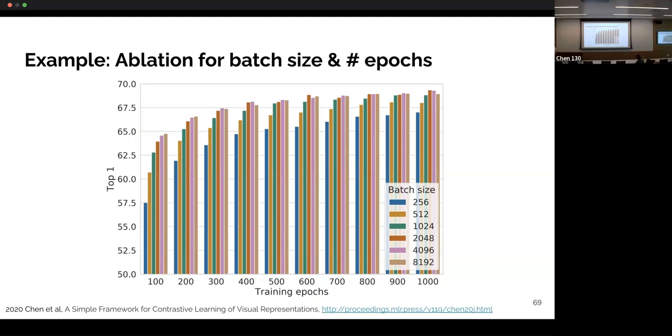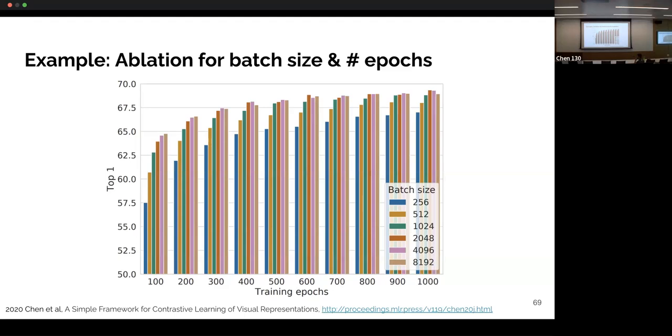So here they ablate. SimCLR hinges upon a really high batch size because you're comparing between positive and negative examples. And here, if you look at the batch sizes they try, they go up to 8,192 images per batch with 1,000 training epochs. It's downright greedy.